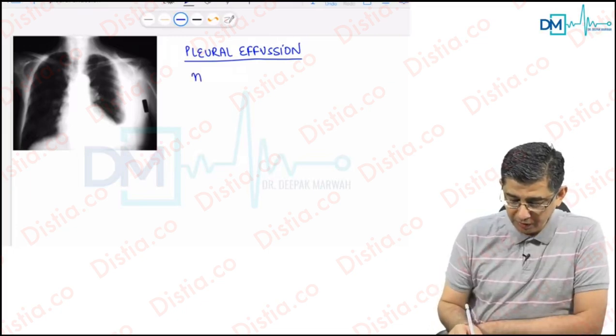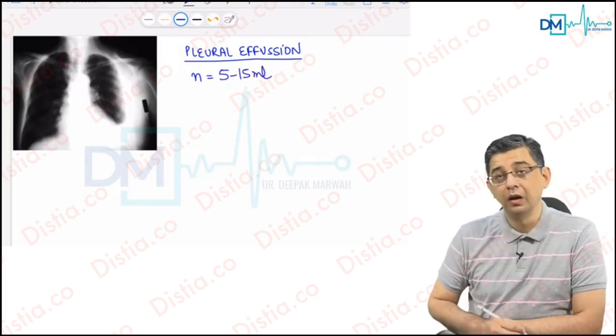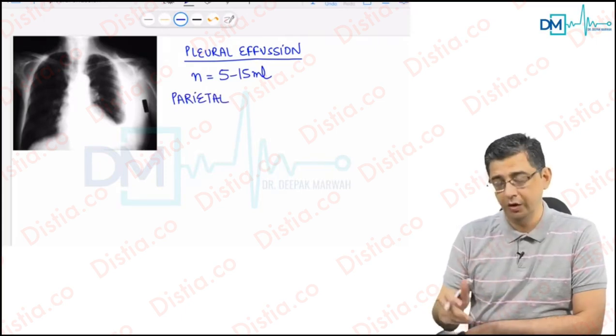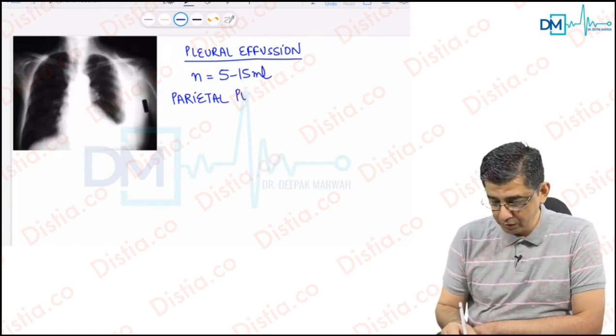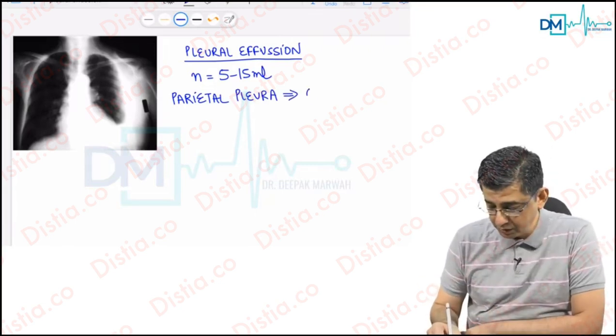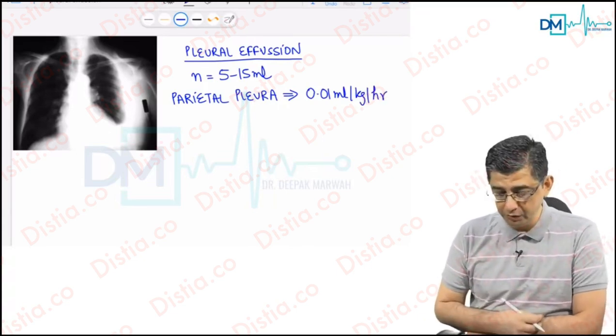Today we shall be talking about pleural effusion. You are familiar with the fact that the normal amount of fluid in our pleural space is about 5 to 15 ml. They have asked in the exam what is the rate of production of the pleural fluid in a normal individual. So the parietal pleura is responsible for production of this pleural fluid, which is obviously for lubrication purposes, and the answer should be given as 0.01 ml per kg per hour. That's the rate of synthesis of the pleural fluid in a normal individual.